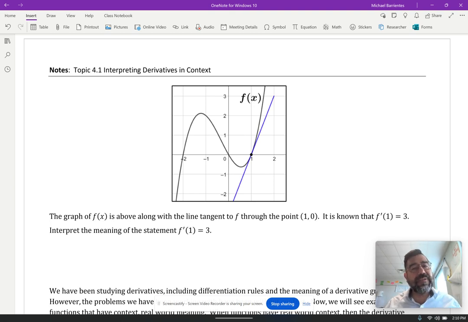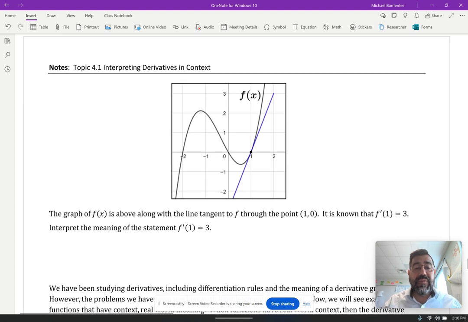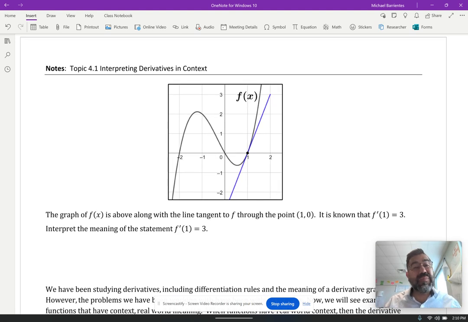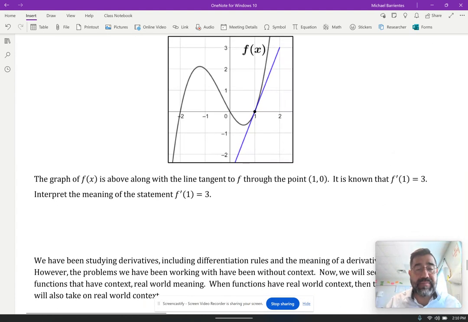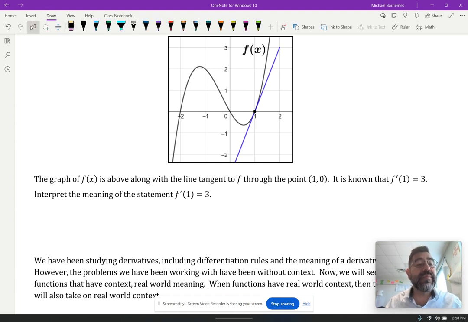And so section 4.1 is telling us that we can interpret the derivative within a specific context based on the fact that the derivative is the instantaneous rate of change. So I just want to reiterate some things that we've talked about before, which include that if we're given a graph, for example, this graph of f of x, and we're given a line tangent to the graph f that goes through the point (1, 0). So we're talking about this point right here.